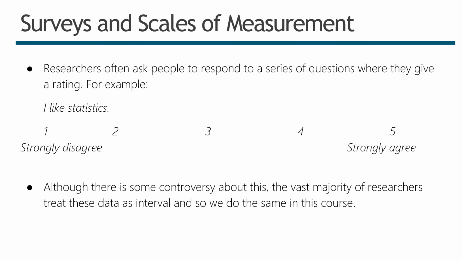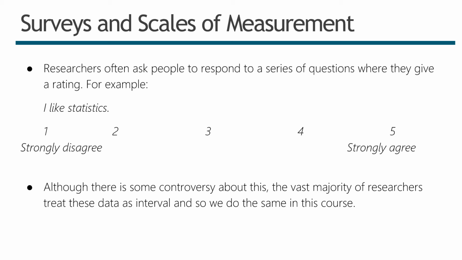All right, things get a little bit complicated when you're looking at surveys or questionnaires. When people ask survey questions, they do something like this, where they ask somebody to respond to the statement "I like statistics." People have to indicate how much they agree with that statement, where 1 is strongly disagree and 5 is strongly agree. And then typically there are a bunch of questions, and people take the average response over all of those questions for an overall measure of how much somebody likes statistics.